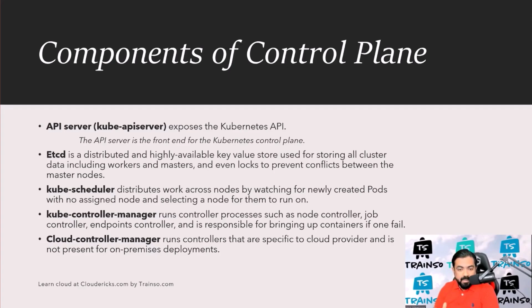We also have a cloud controller manager that runs the controllers that are specific to the cloud provider and is not present for on-premises deployments. So there are 5 components primarily for the control plane: API server or Kube API server, etcd, which is a distributed and highly available key value store, Kube scheduler, Kube controller manager, and cloud controller manager.